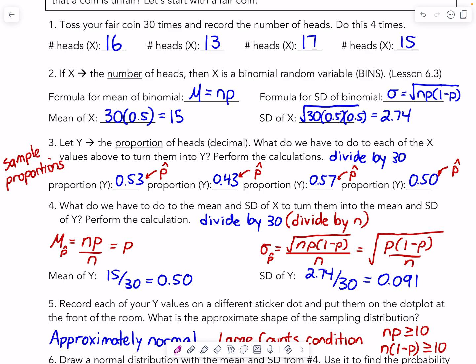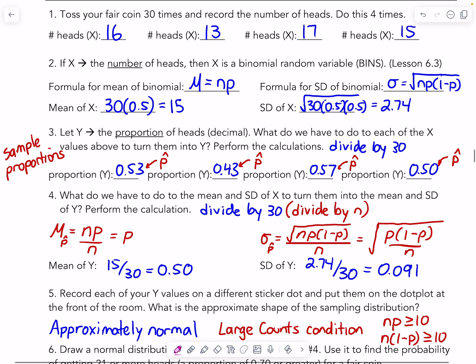Similarly, I do the same thing to my mean. Instead of the average number of heads I will get, I'm asking for the proportion of heads I get. So I'm just going to divide that by 30, and I get 50%. I'm going to do the same thing for my standard deviation: I take the 2.74 that I got above, divide it by 30, and I get 0.091.